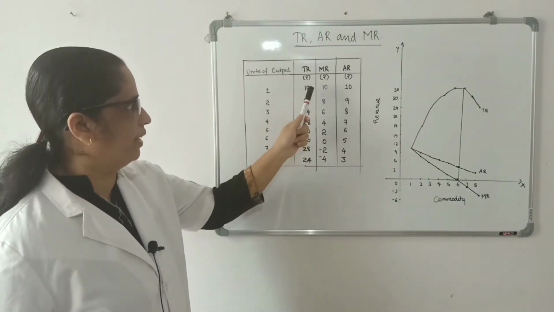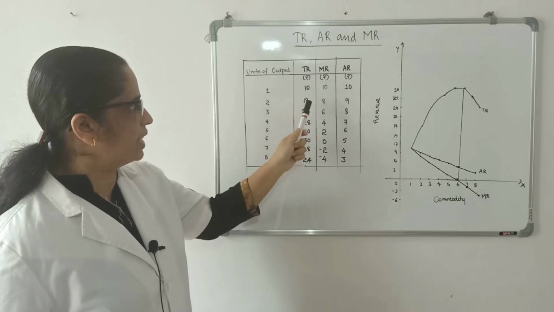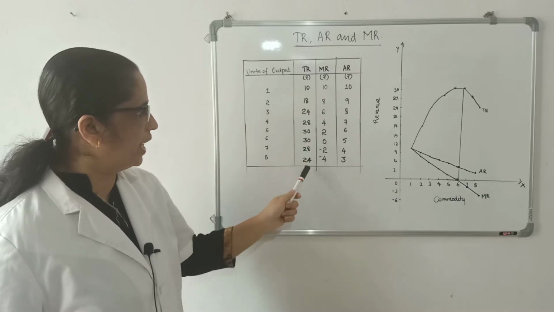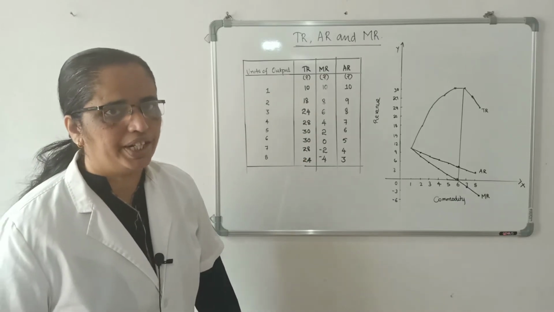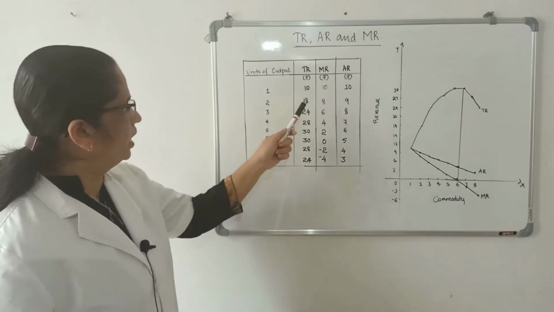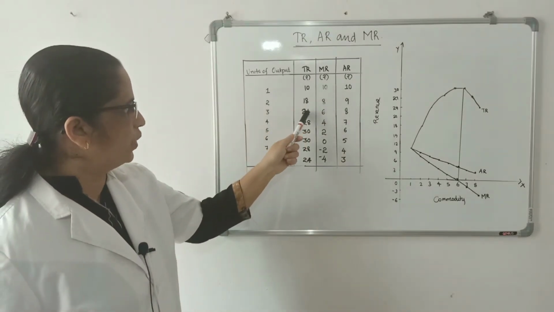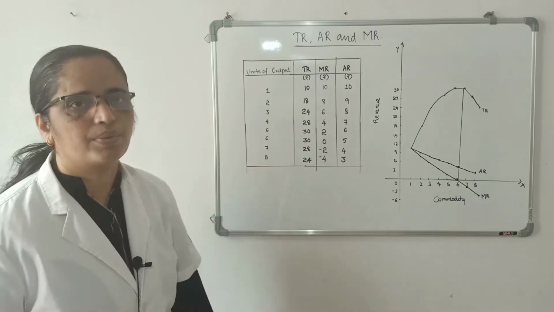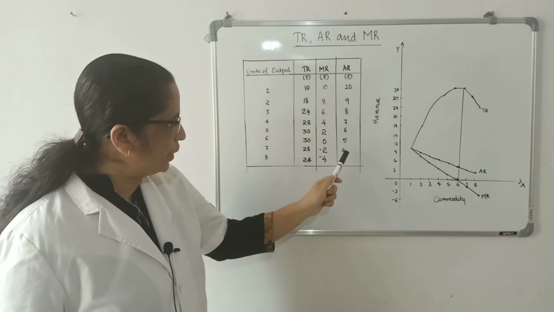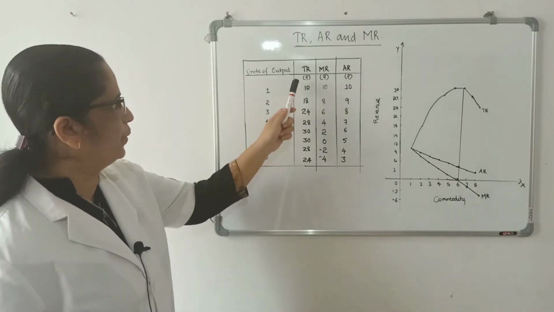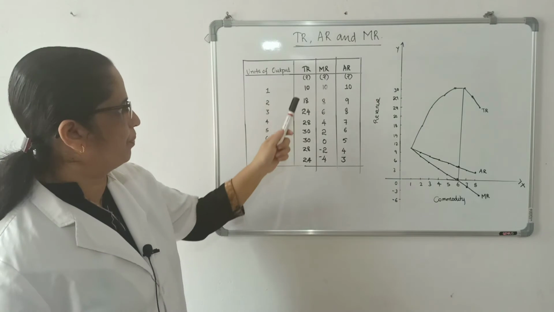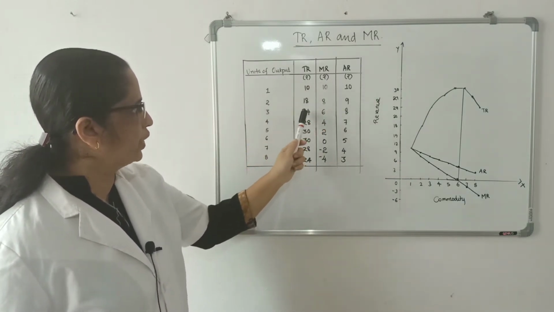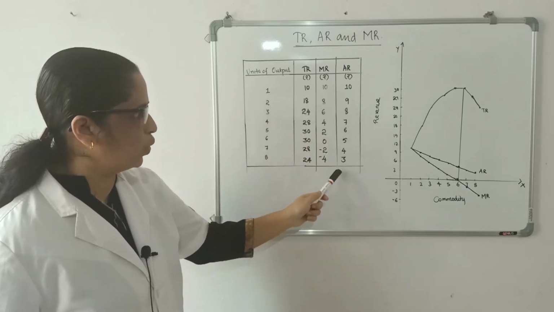You see 10, then 10 plus 8, 18, plus 6, 24, plus 4, 28, plus 2, 30 and so on. The rate of change in total is marginal. That is 18 minus 10, 8; 24 minus 18, 6; 28 minus 24, 4 and so on. Average revenue is equal to total revenue divided by total output sold: 10 divided by 1, 10; 18 divided by 2, 9; 24 divided by 3, 8 and so on.